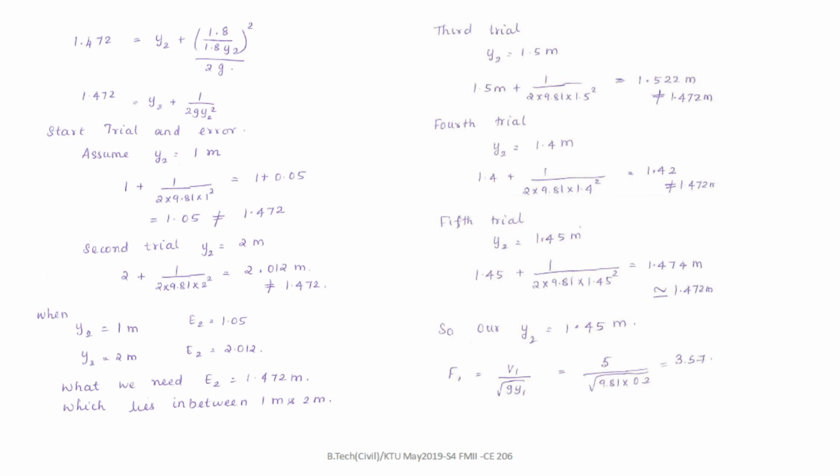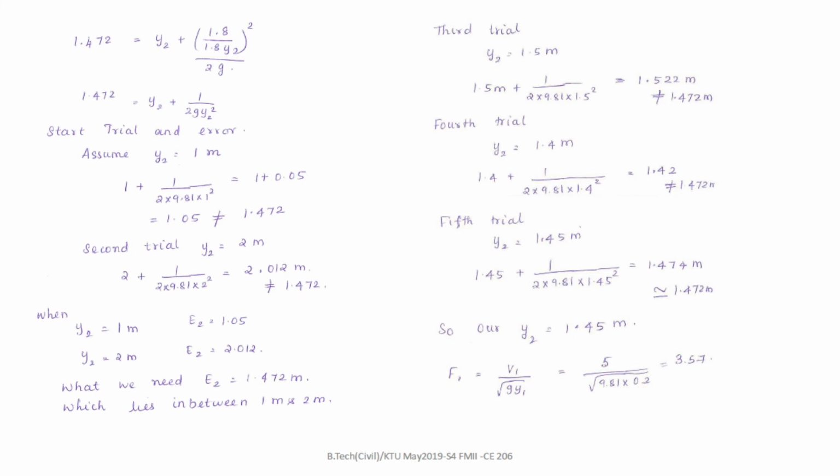For example, our assumption is Y2 is equal to 1 meter. Substitute it in the right hand side: 1 plus 1 divided by 2 into 9.81 into 1 square. We are getting the answer as 1.005, but it is not equal to 1.472. So you have to change your assumption. Then the second trial, Y2 is equal to 2 meter. In that also we are getting 2.012 meter. It is also not equal to 1.472.